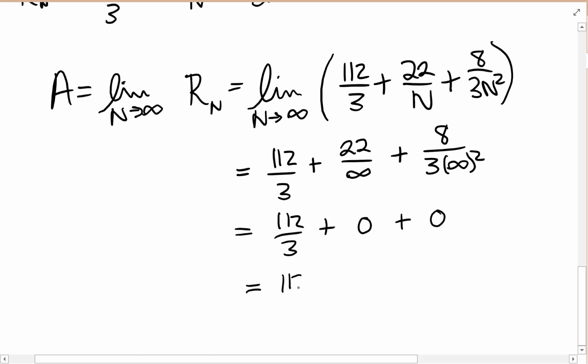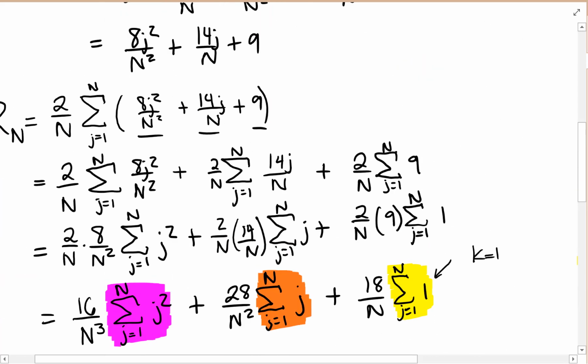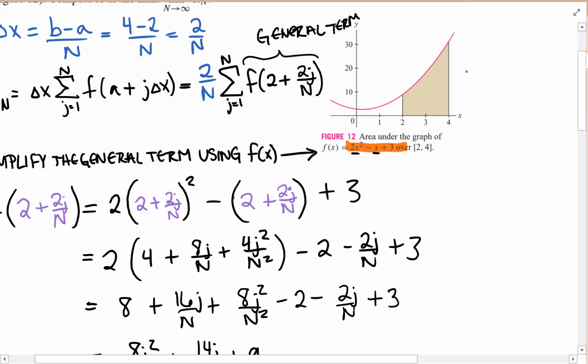So the area under the curve from 2 to 4 of f of x here is 112 over 3 units squared, I guess.